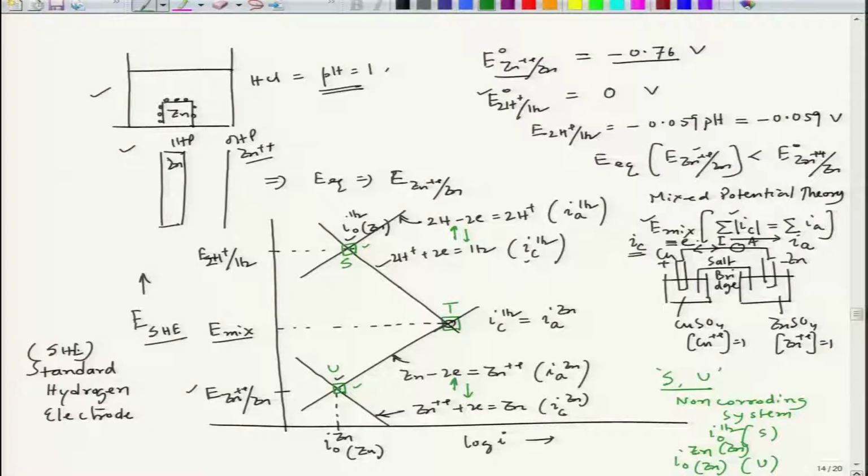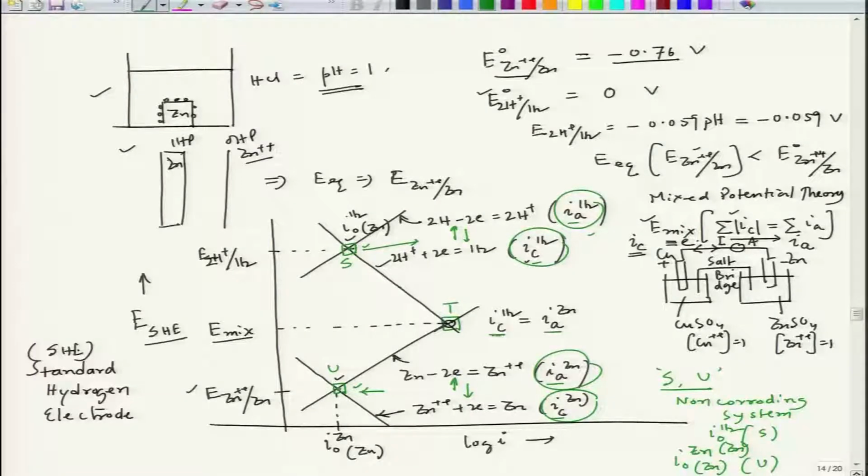At this point you see that the IC and IA both are same. Here also you see IC and IA are same. Here also IC and IA are same. These 2 values are same at this point, but they correspond to the same species, zinc, zinc plus plus, and here it is H plus, H2.